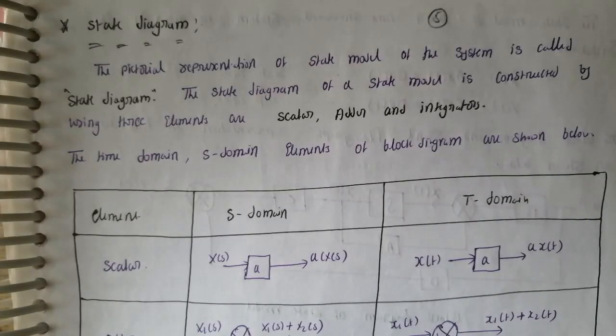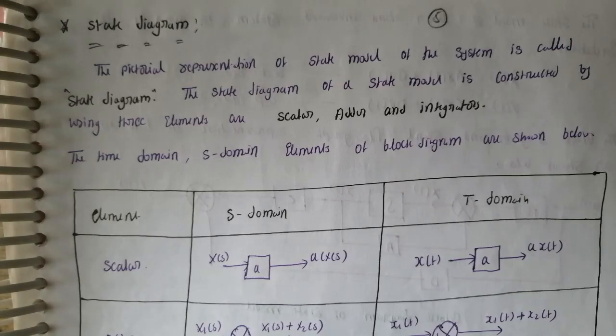Now let me see the state diagram. A state diagram is a pictorial representation of the state model of a system. Generally a control system can be represented either as a block diagram or a signal flow graph. These two methods we already discussed in the first unit. Generally, the state diagram of a state model is constructed using 3 elements, that is scalar, adder, and integrator.